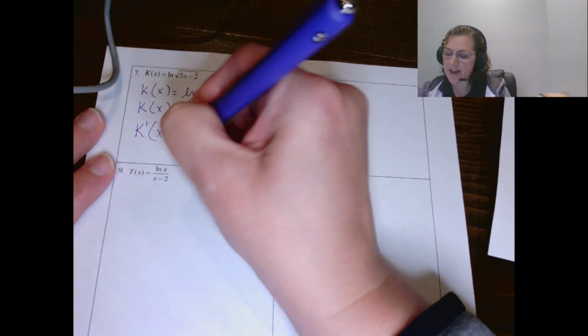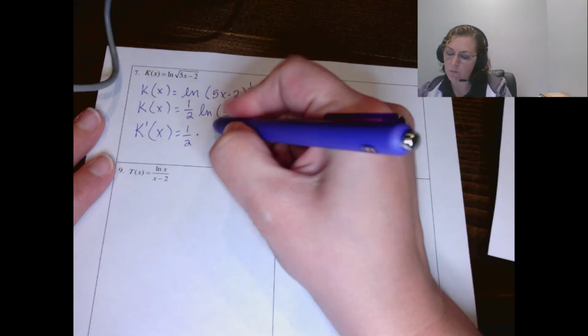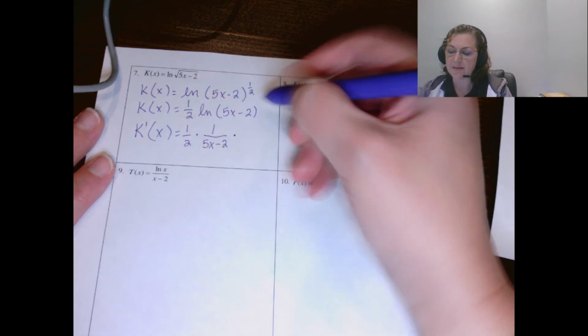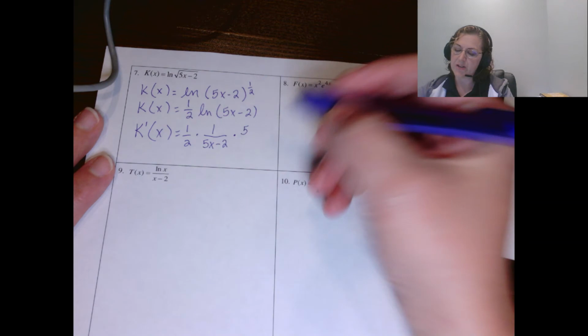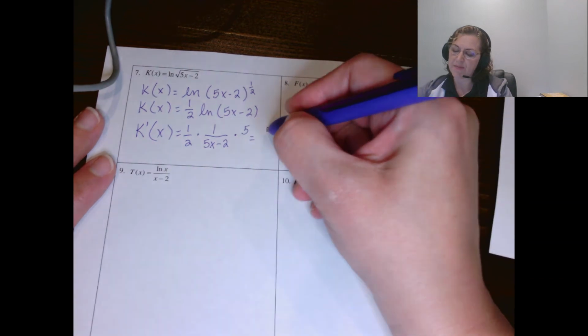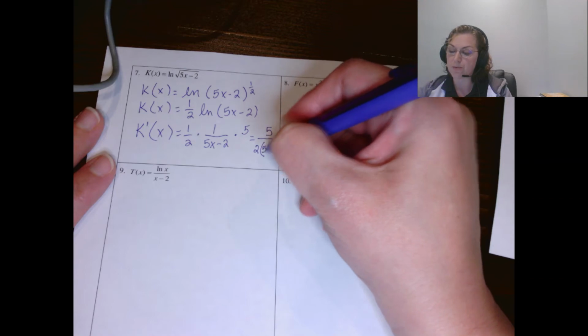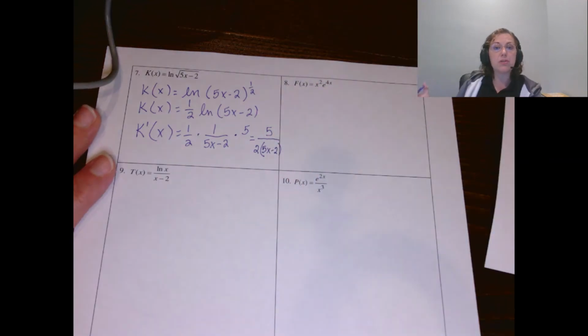So I've got 1/2 times the derivative of ln of something, which would be 1 over whatever that something is, times the derivative of 5x minus 2, which would be 5. So when I clean that up, that's a 5 on the outside and a 2, and then make sure you put parentheses around the 5x minus 2 for your derivative.